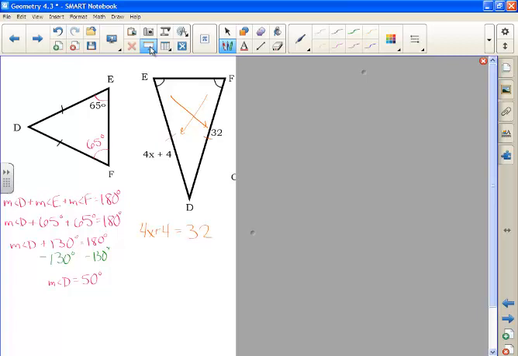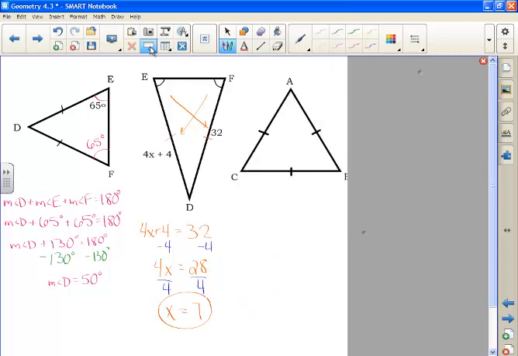So that means that 4x plus 4 has to be equal to 32. So subtracting 4 from both sides leaves me with 4x equals 28. Dividing by 4 on both sides gives me my answer, x equals 7. And you can always plug it back in and check. 4 times 7 is 28, plus 4 is 32. So I know that those two sides are congruent.